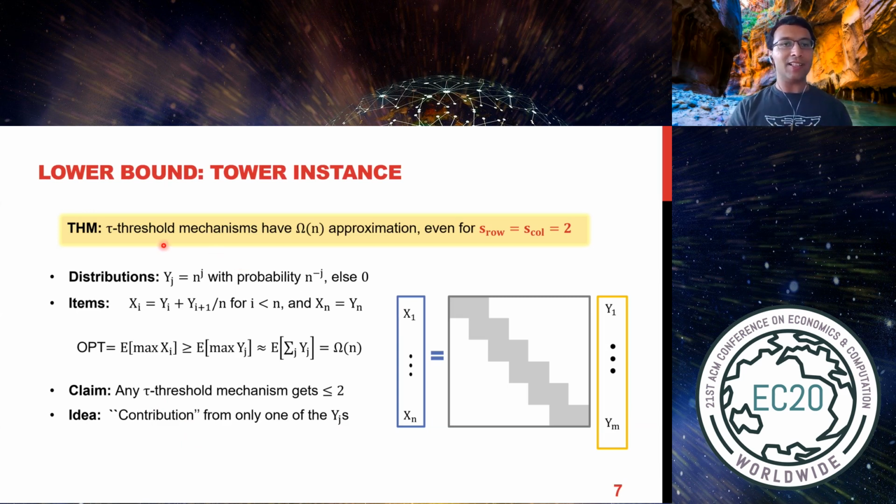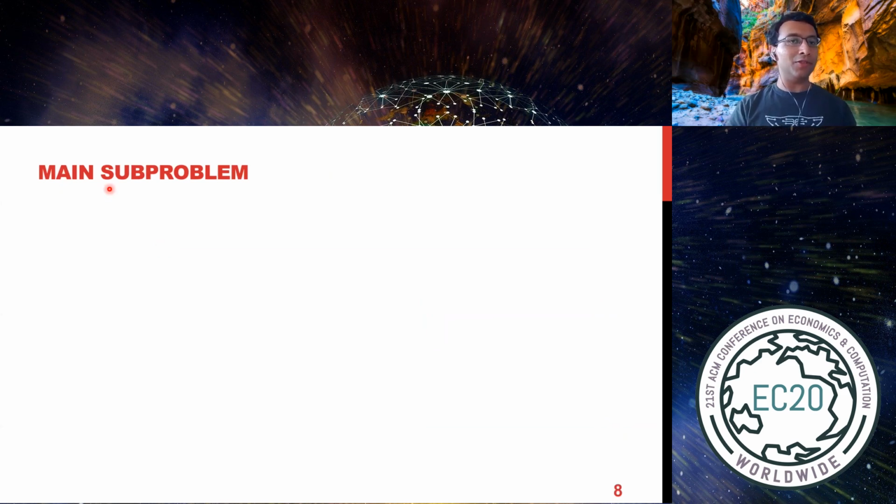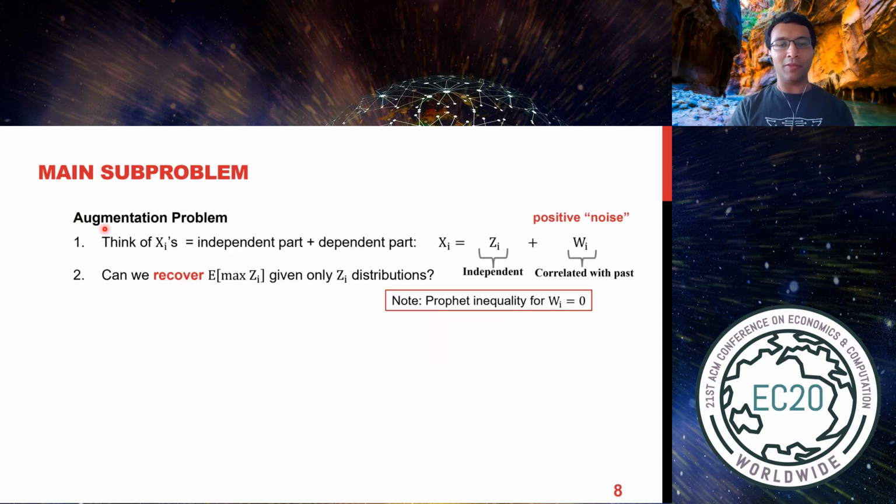So what's our idea? The main subproblem that we go through to solve this profit inequality with linear correlations is an augmentation problem. It's an interesting problem by itself, and it's a generalization of profit inequalities, where you think of each random variable as consisting of 2 parts, an independent part and a dependent part. So think of each xi as having an independent component z and a correlated noisy component, the dependent part. It's correlated with the past. This is always positive.